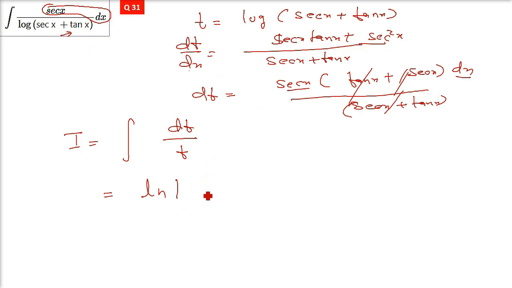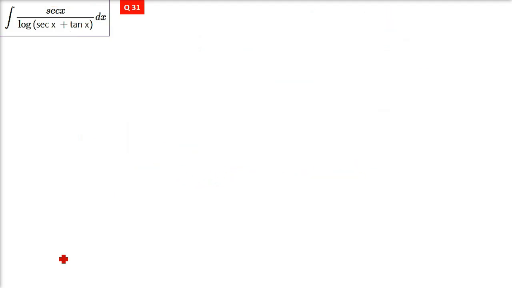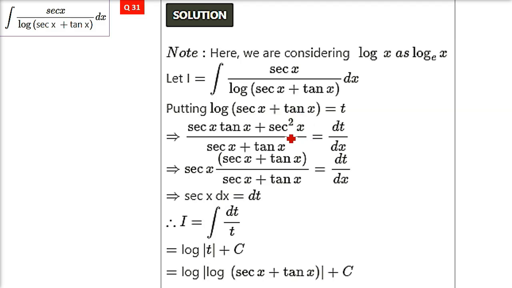Don't bypass that step. You have to write it, right? So ln modulus of log of sec x plus tan x, plus constant of integration. So this is the result. Just assume that log x is log base e of x and that will solve your purpose. Just take the denominator and assume it as t. The numerator will come by itself and it will be simply log t plus c, and t, of course, whatever you have taken, just replace it and that will be the solution.